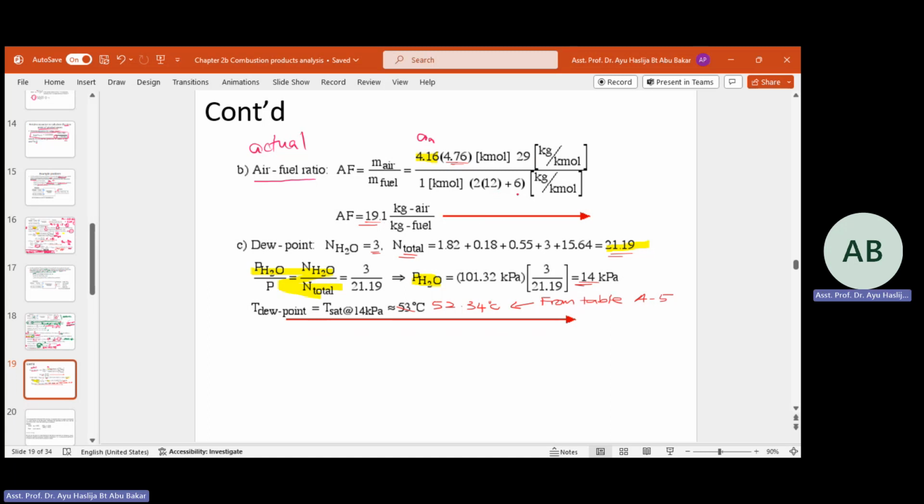Okay, this one the fuel is gas. So kita akan guna dia punya molecular weight. Okay, for air fuel. Now we proceed for dew point. Okay, dew point we had previously try on the previous exercise where kita boleh samakan the partial pressure and the mole of the products. Okay. Dew point kita perlukan the P of the H2O to find the T of the H2O. This one is to find.